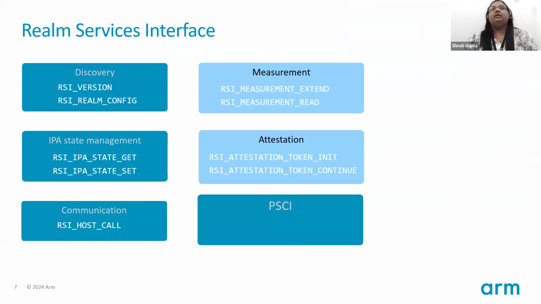And these are the RSI commands which can be invoked from the realm payload side. Again, this is for the stage 2 management. This is for communicating with the host. We have PSCI support and discovery support. Another aspect is attestation, but this is not currently covered with the TF-TF framework.